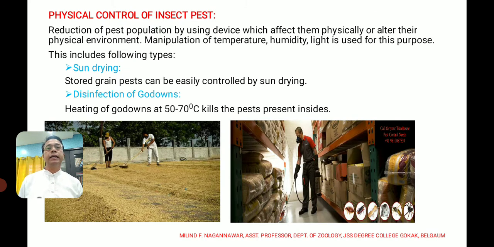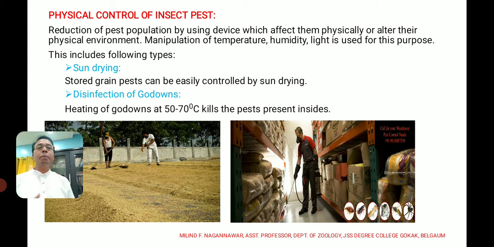Physical control of insect pests. What is physical control of insect pests? This is the use of devices which alter the pest physically or alter the physical environment of the pest. That is nothing but manipulating the temperature, humidity, and light present in their environment. If we manipulate them, then the pests are disturbed, or they get destroyed, or their population is reduced. That is the physical control of insect pests.